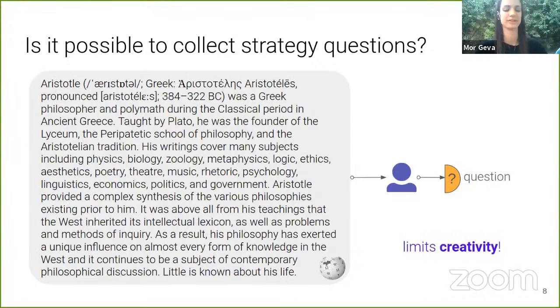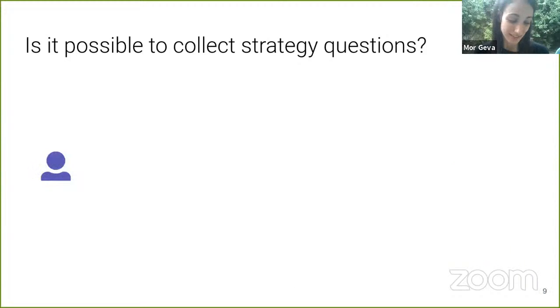The worker is given the entire information to write the question. And for strategy questions, we need some implicit knowledge. To think about this implicit part, you need creativity. And if we just provide the workers with all the information they need, it's bad. It really limits creativity. So this is the first challenge. The second challenge, I think, is even more challenging.